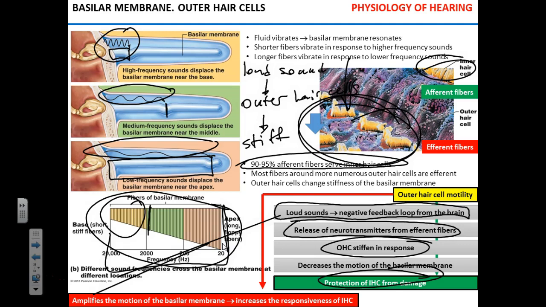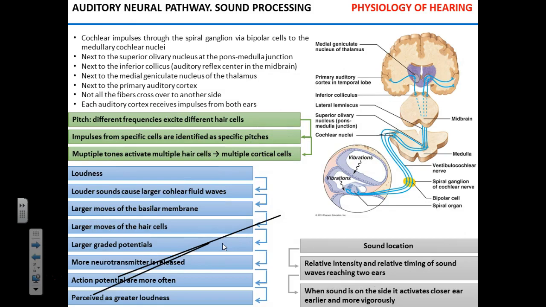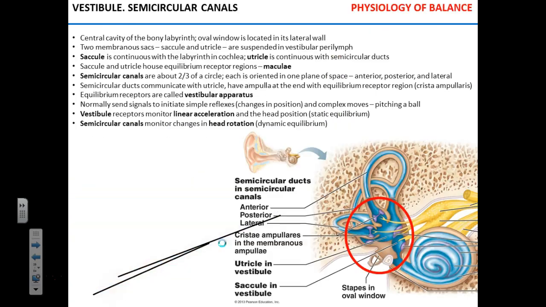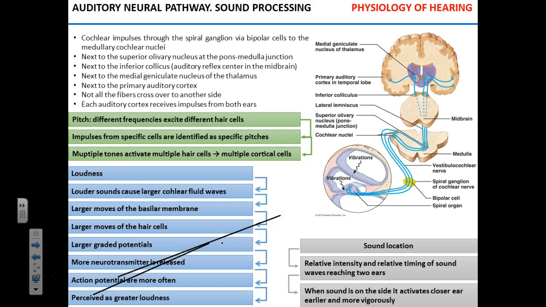Is that clear? So please understand the idea about different fibers of basilar membrane responding to different frequencies and the role of the outer hair cells in controlling vibrations of basilar membrane and protecting inner hair cells. Okay. We're going to finish audio and take a break afterwards. Okay.